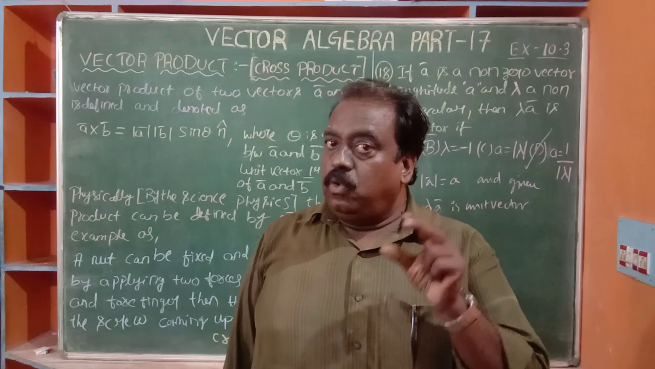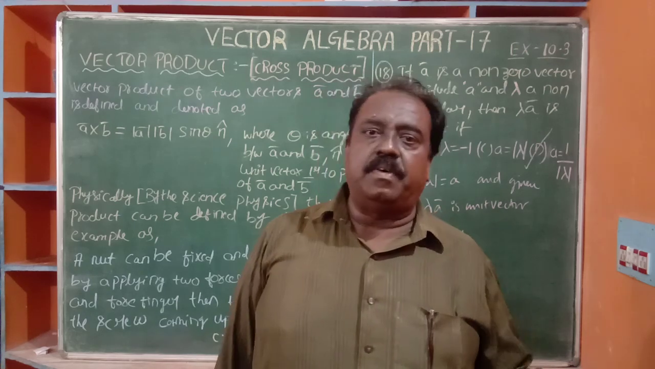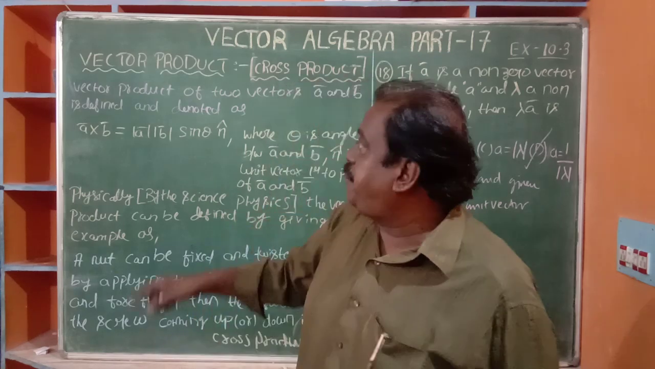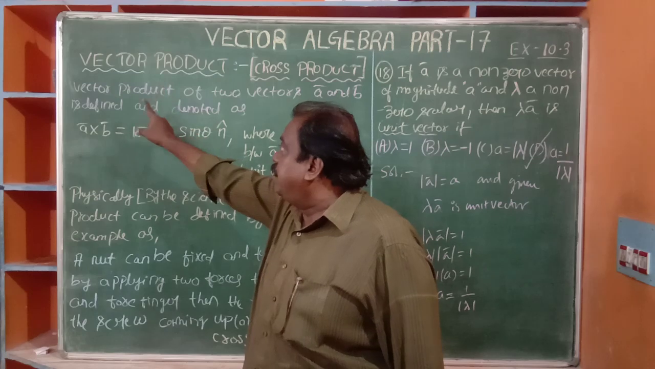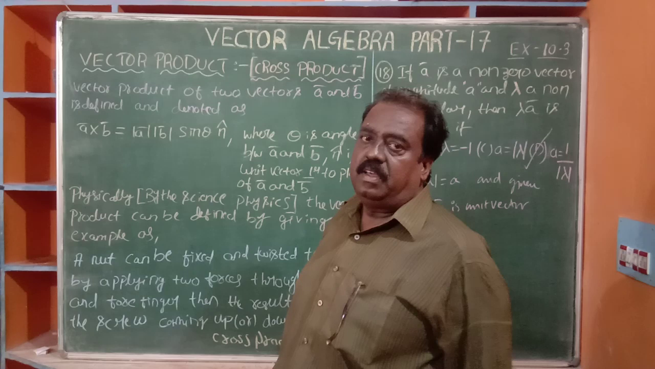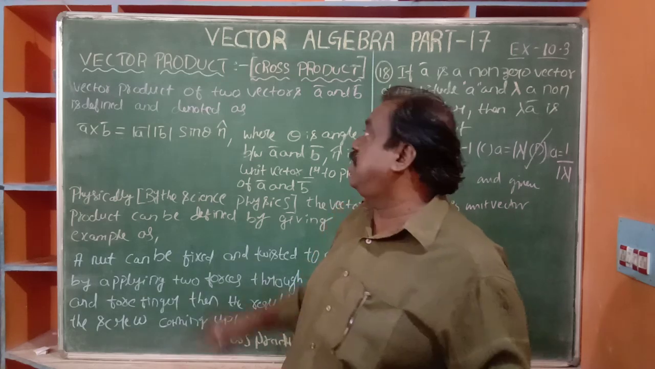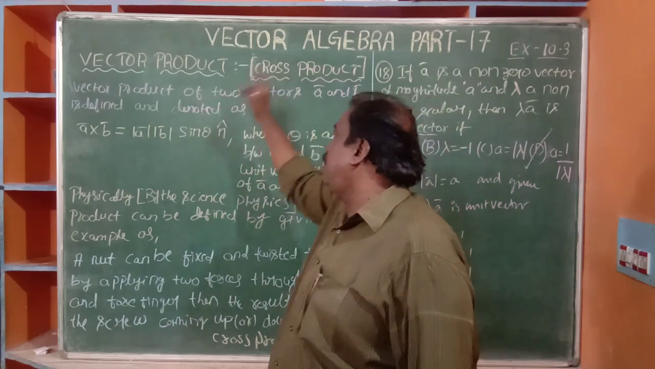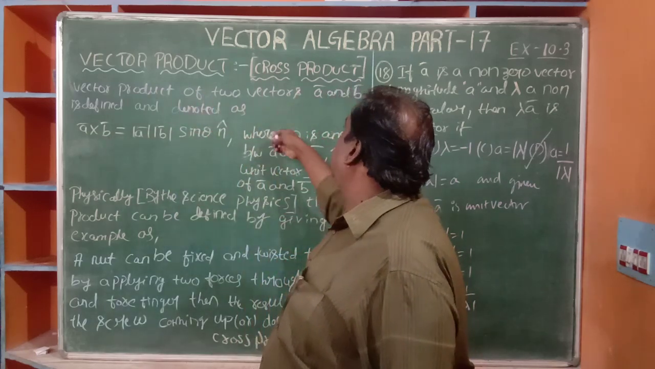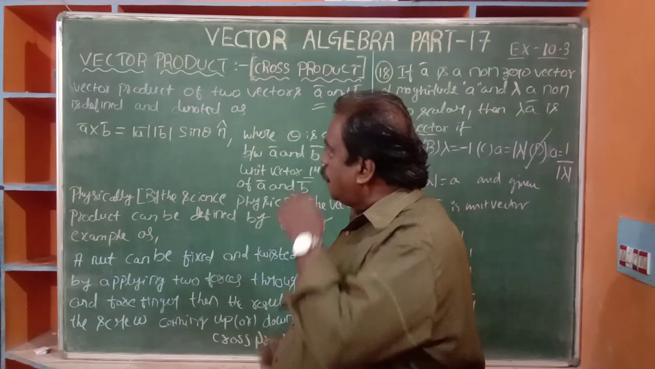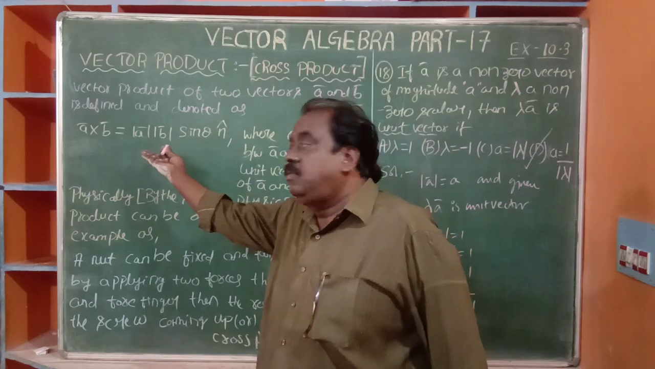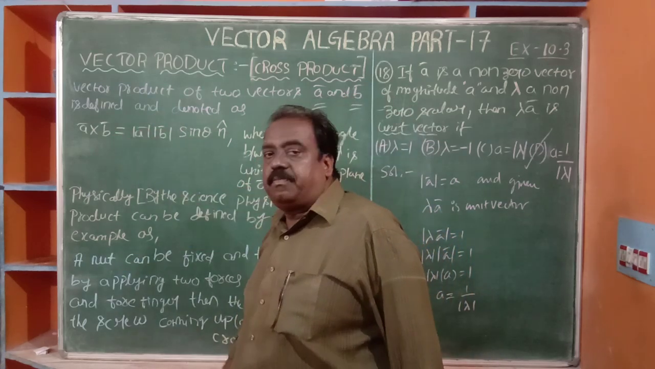The vector product of two vectors is, first of all, a vector. The vector product, or otherwise cross product, like the dot product, the scalar product, has cross as its notation. The vector product of two vectors A bar and B bar is defined and denoted like this. That is the notation for vector product.